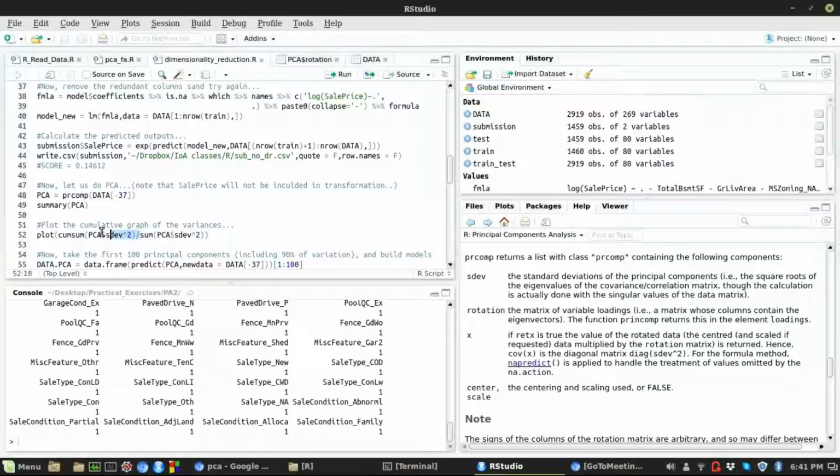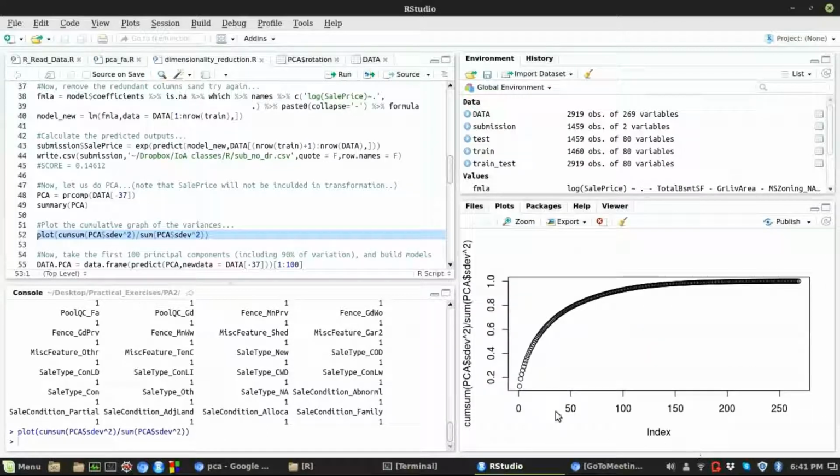Take the cumulative sum. You know what is a cumulative sum? You just take PC1's variance, and then the next will be PC1 plus PC2, the next will be PC1 plus PC2 plus PC3, and so on. Take the cumulative sum and divide it by the total variance of the entire thing, that is the sum of all the variances. And plot them. What you get is, along the x-axis you have, say, PC1, PC2, PC50, PC100, and all the way down. And if you take the first 50 principal components, what is the percentage of the total variance retained?